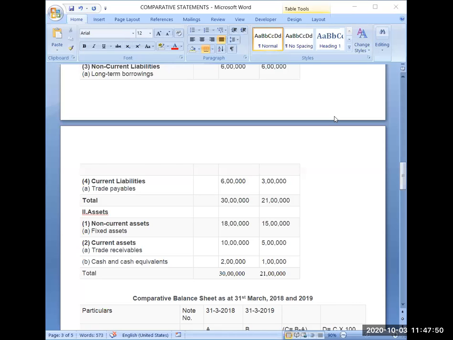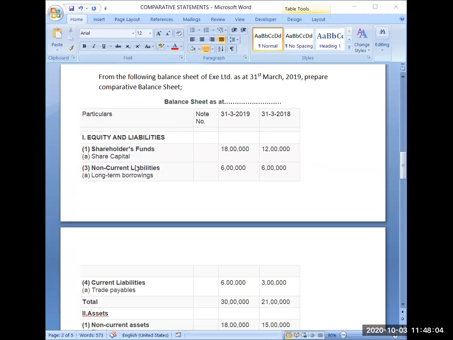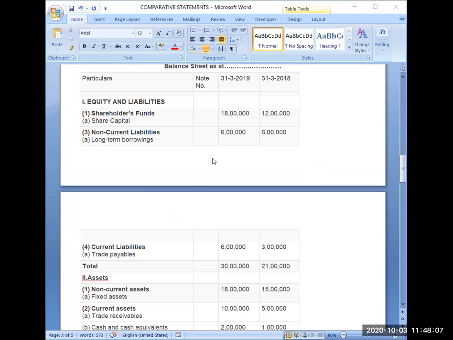Now see this question first. From the following balance sheet of XZ Limited as at 31st March 2019, prepare a comparative balance sheet. You can see the balance sheet contents are given, and 2-year information is given for each account. In share capital, the current year is 18 lakh rupees and the previous year was 12 lakh rupees. Then long-term borrowings, in the current year it is 6 lakh, in the previous year also it was 6 lakh. Then trade payables, it is right now 6 lakh, last year it was 3 lakh.